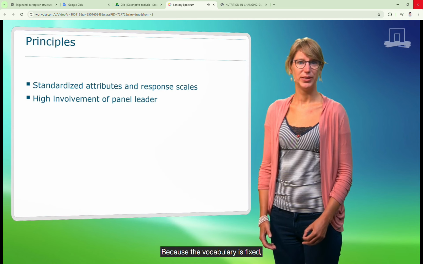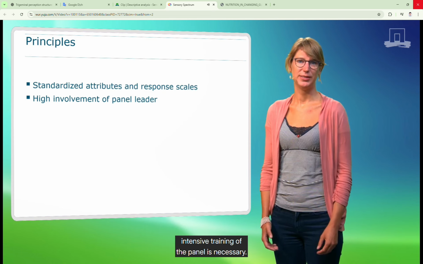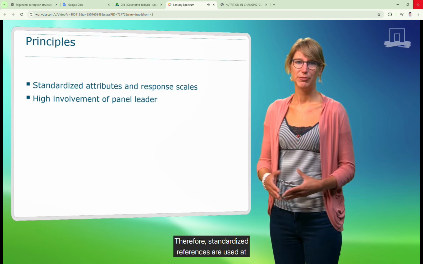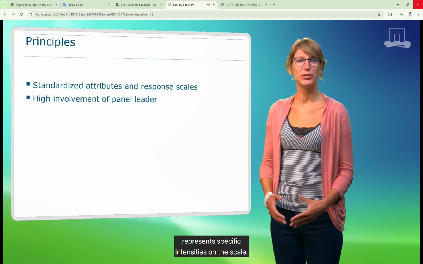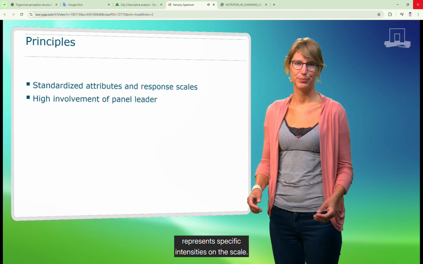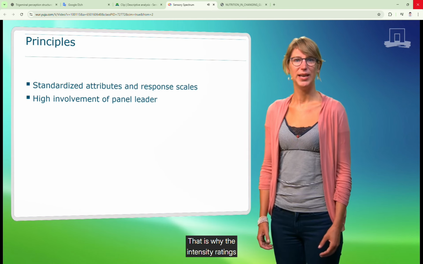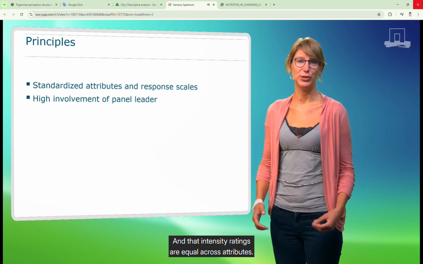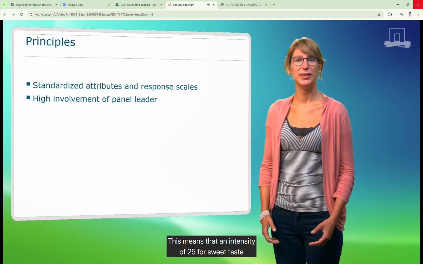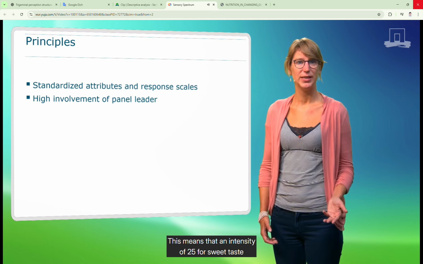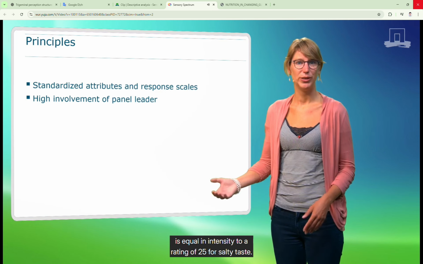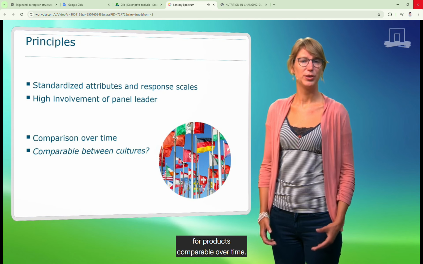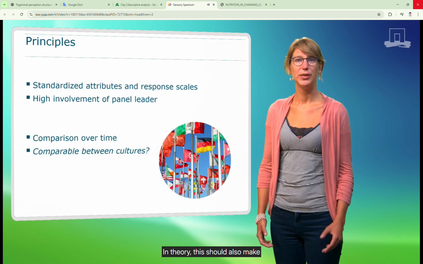Because the vocabulary is fixed, intensive training of the panel is necessary. They are trained to use the scales identically in a fixed way. Therefore, standardized references are used that represent specific intensities on the scale. That is why the intensity ratings can be treated as absolute scores, and that intensity ratings are equal across attributes. This means that an intensity of 25 for sweet taste is equal in intensity to a rating of 25 for salty taste.